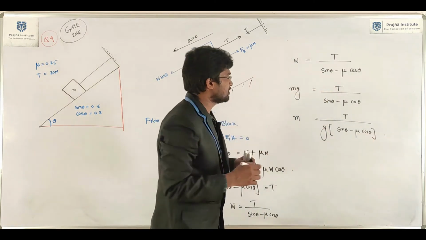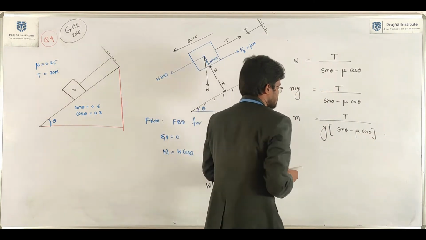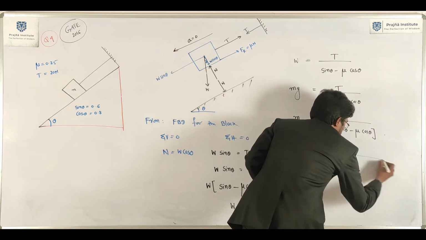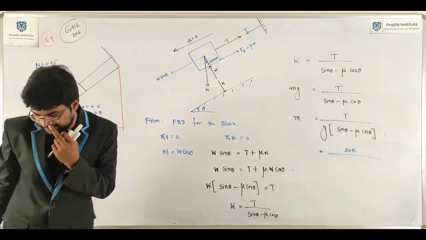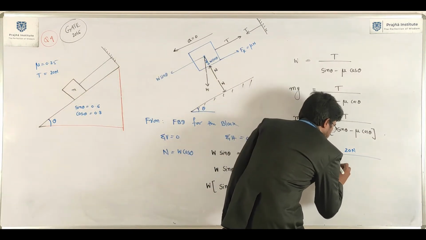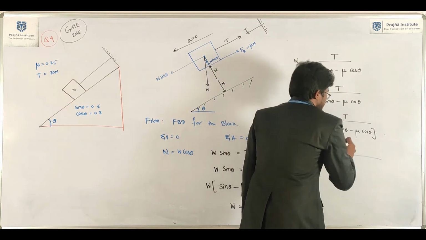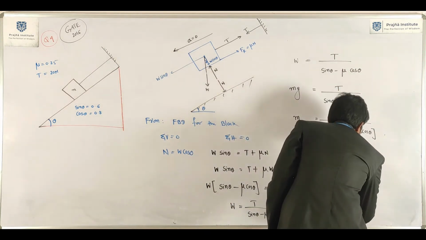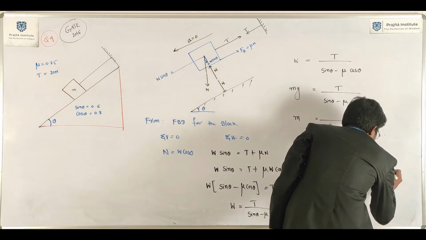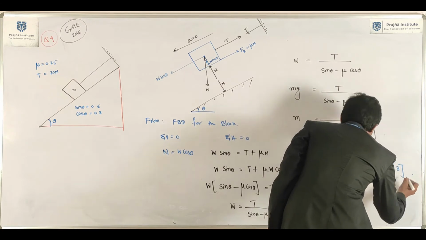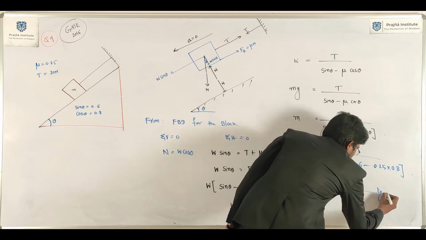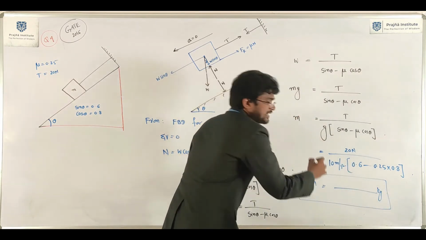Just substitute the given values. What is given? Tension in the string, it can withstand 20 Newton. G is given as 10 meter per second square. Sin theta equals 0.6, mu equals 0.25, so cos theta equals 0.8. You will get, I think, 5 kg as the correct answer, in terms of kg. Calculate and tell me the answer.